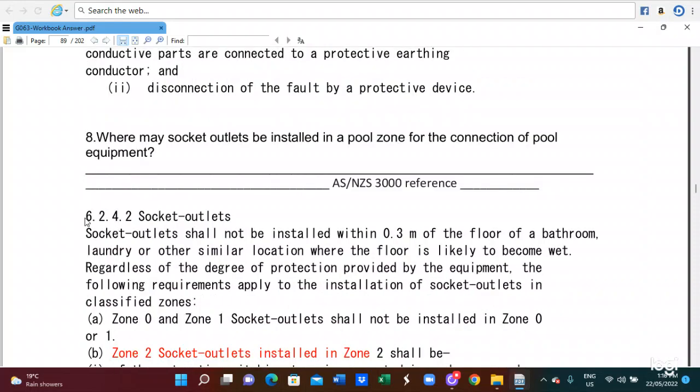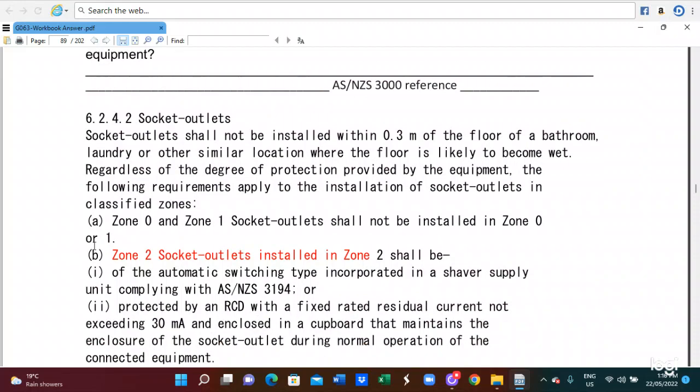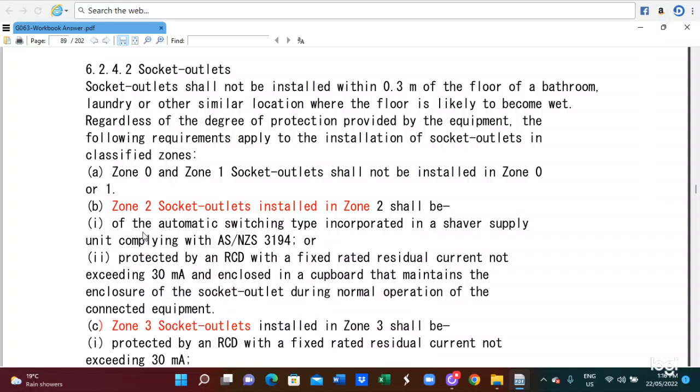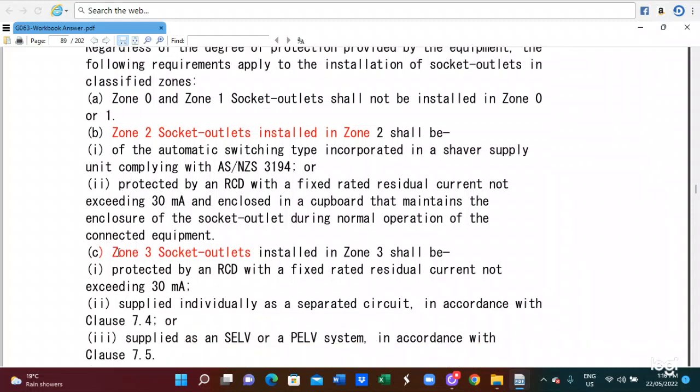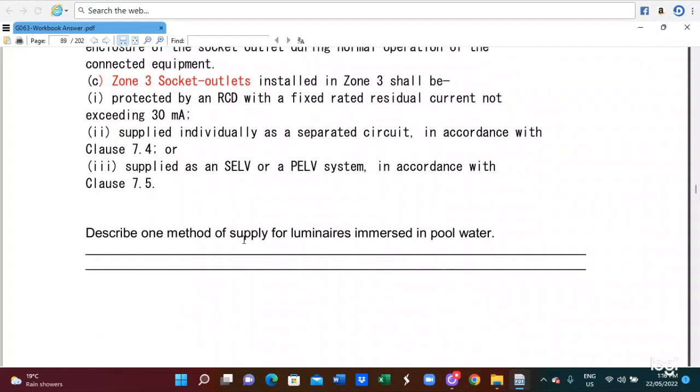When may a socket outlet be installed in the blue zone for the connection of blue equipment? So in this case, I will follow the clause 6.2.4.2 socket outlet. In this case, zone 2, is a socket outlet installed in the pool? So the answer is an automatic switching type incorporated in the supply units compliant with AS/NZS 3194. Zone 3 socket outlet, this is for the clause BNC. You have to read the clause BNC.